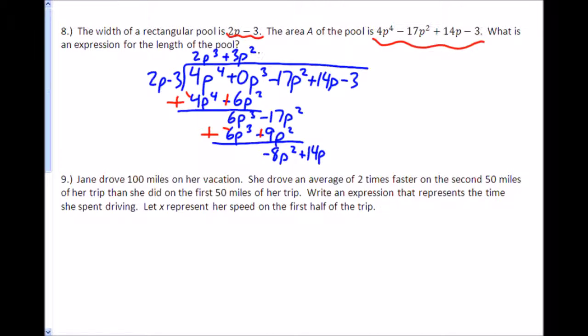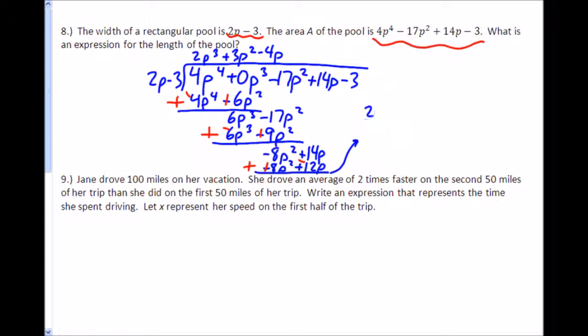2p times a negative 4p is going to give me the negative 8p squared. So that's going to be a negative 8p squared plus 12p. Again, I'm subtracting, which is the same as, I'm going to have to take this off to the side a little bit, adding the opposite. So when I do that, that's going to give me a 2p. And now I bring down this other term, the negative 3.